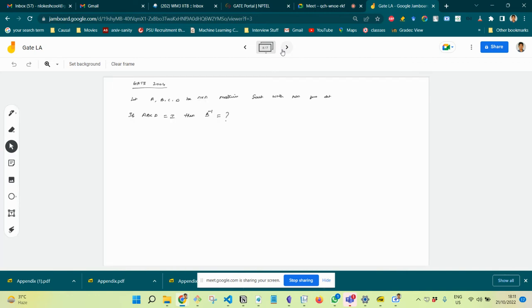This is a GATE 2004 question. This question also we have seen in the earlier classes. When it comes to matrix multiplication, I told you that it is not commutative. The order in which you multiply the matrices is very important. Unlike multiplication of integers or real numbers, you cannot simply interchange the order of the matrix multiplication.